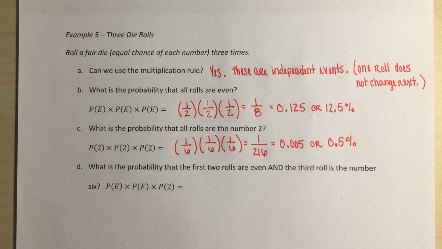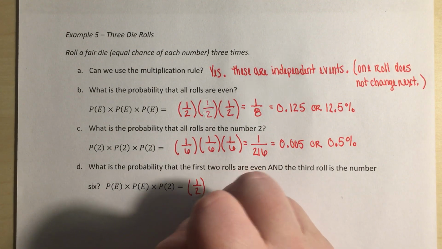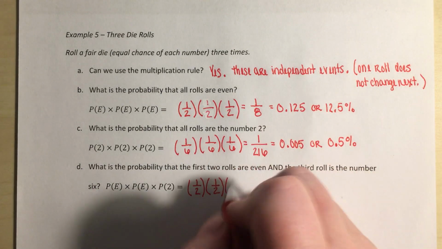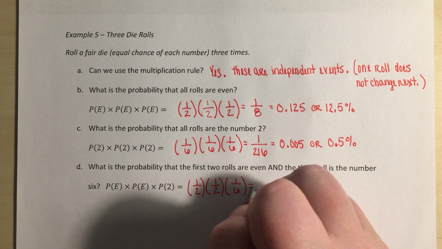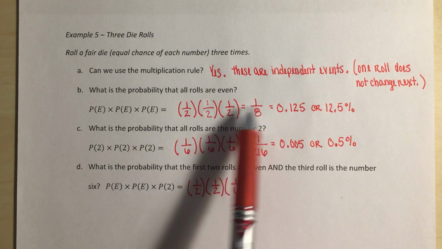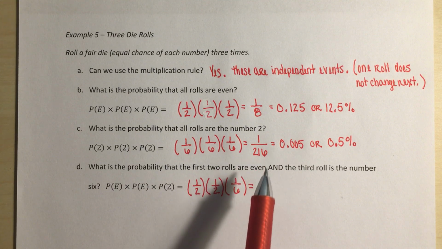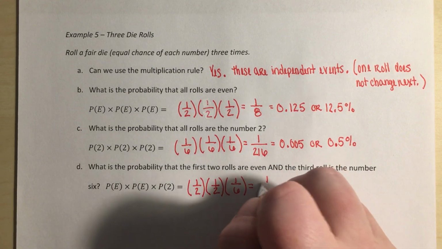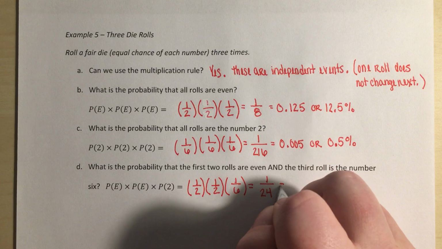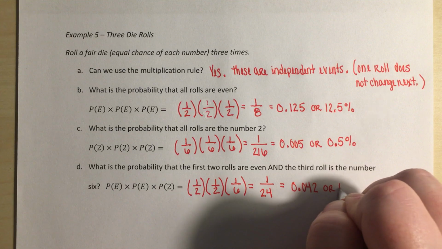What is the probability that the first 2 rolls are even and the third roll is the number 6? Well, even is 1 out of 2 times 1 out of 2. The last roll is the number 6, so we have 1 out of 6. As we're going through, I'm just multiplying straight across. 1 times 1 times 1, 2 times 2 times 6 is 24. 1 out of 24 equals 0.042 or 4.2%.